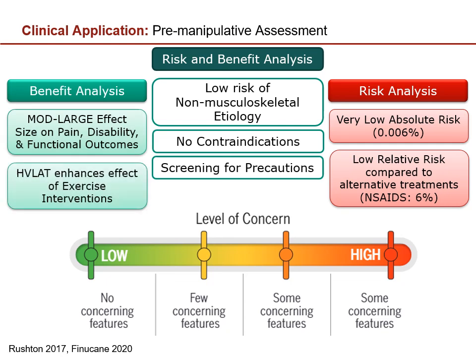And simultaneously, on the other side of the spectrum, you're looking at the benefit analysis. So there's usually moderate to large effect sizes on pain and disability and functional outcomes when manipulative therapy and manual therapy are provided adjunctively to exercise interventions and to the appropriate patient population. So where is the individual falling on the sliding spectrum that you see below of level of concern? And then if they're on that left-hand side in the low and or few concerning category, then the risk and the benefit of applying the intervention, or incorporating the intervention in adjunct to a more comprehensive plan, including exercise, may be appropriate.